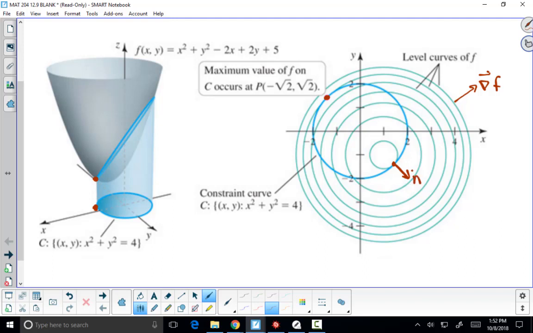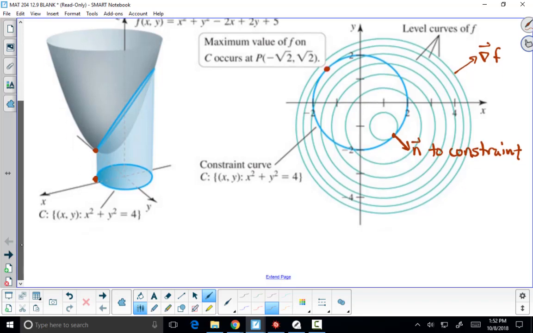So this is the normal to the constraint, to the blue curve. And so the normal to the constraint being parallel with the gradient, that'll correspond to these points that we call Lagrange critical points. And that will find the max and min subject to a constraint. So we'll try it out.